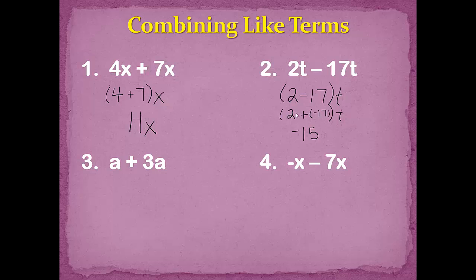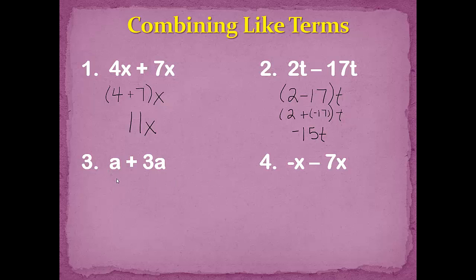When we add our integers, if we have a positive and a negative, we're going to subtract. So we'll subtract 17 minus 2, and that's 15. And the number that has the larger absolute value will tell us our sign. Absolute value of 2 is 2. Absolute value of negative 17 is 17. Since that is larger than 2, and 17 is negative in the problem, our answer is negative. So we have negative 15, and then that would be multiplied by t, so negative 15t.